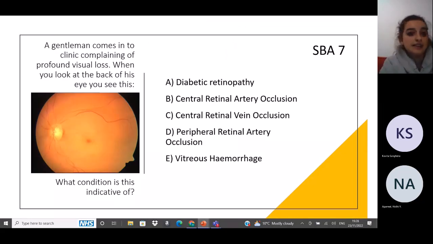So next, SBA. A gentleman comes into the clinic complaining of profound visual loss. When you look at the back of his eye, you see this. What is that indicative of? Is it A, diabetic retinopathy, B, CRAO, C, CRVO, D, a peripheral retinal arterial occlusion, or E, a vitreous hemorrhage?